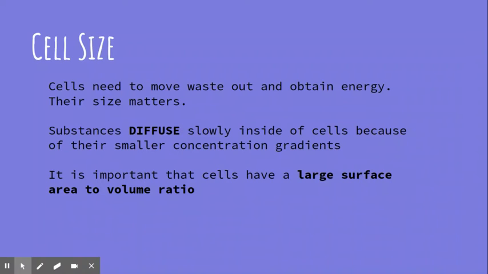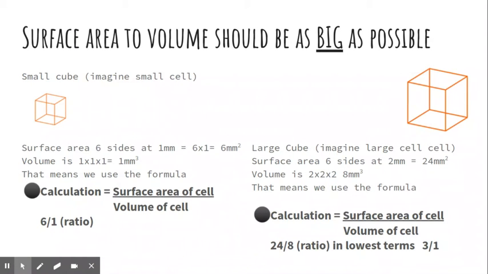So we say substances diffuse. Diffuse just means moving along a concentration gradient. We're going to talk about that in a couple of lessons. But they slowly diffuse these things inside because they have very small concentration gradients because they're really small. That part will make more sense when we talk about diffusion. But what you need to understand today is that the most important thing for cells is to have a large surface area to volume ratio. So what do I mean by surface area to volume ratio? Surface area to volume should be as big as possible.